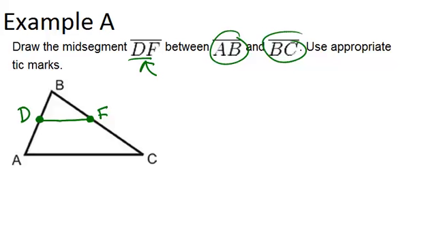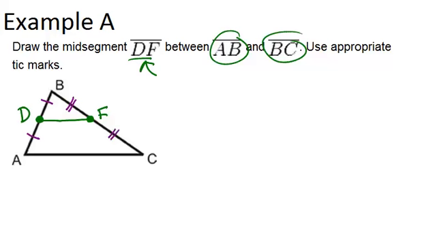Now it says to use appropriate tick marks. That means mark off anything that is congruent in this picture. Because D is the midpoint of AB, it means that AD is congruent to DB. Similarly, BF is congruent to FC.